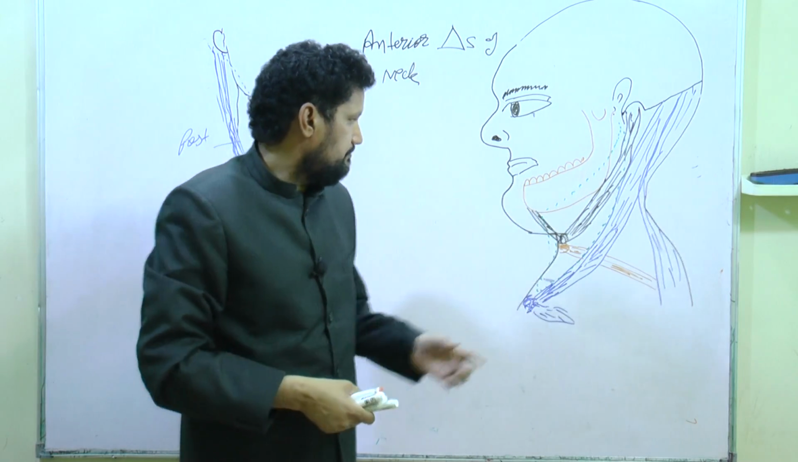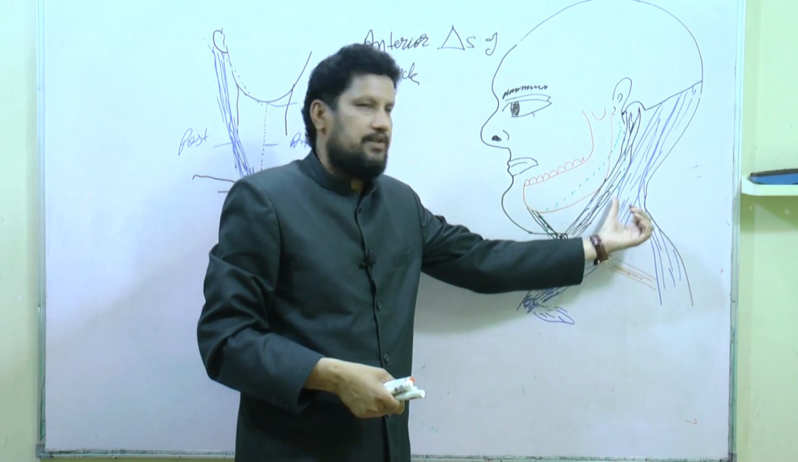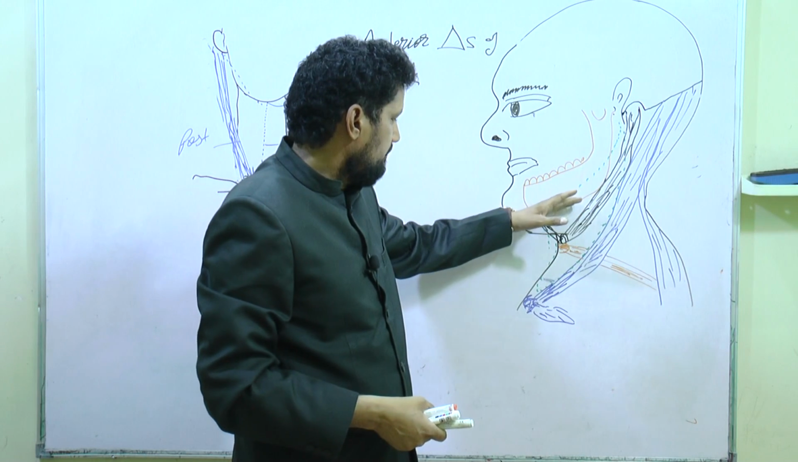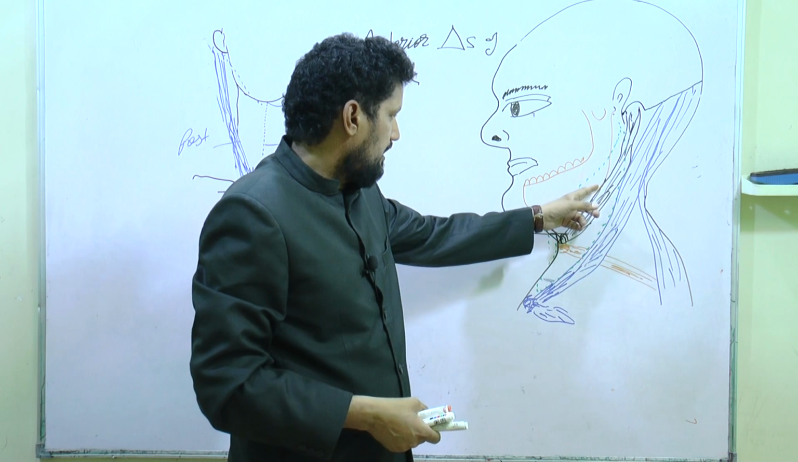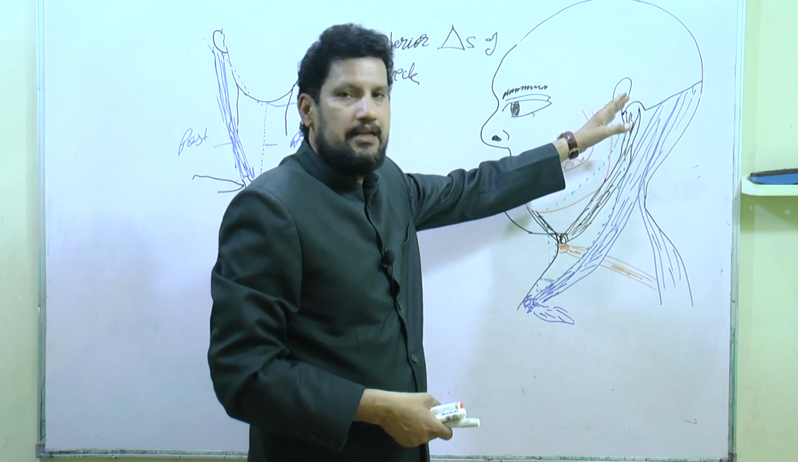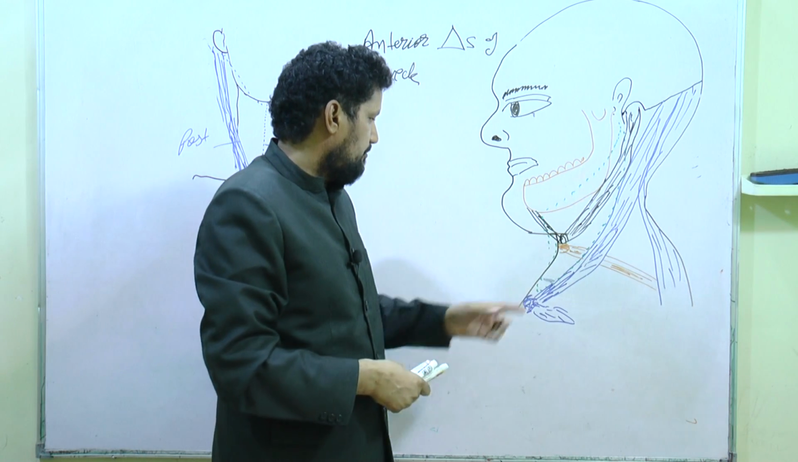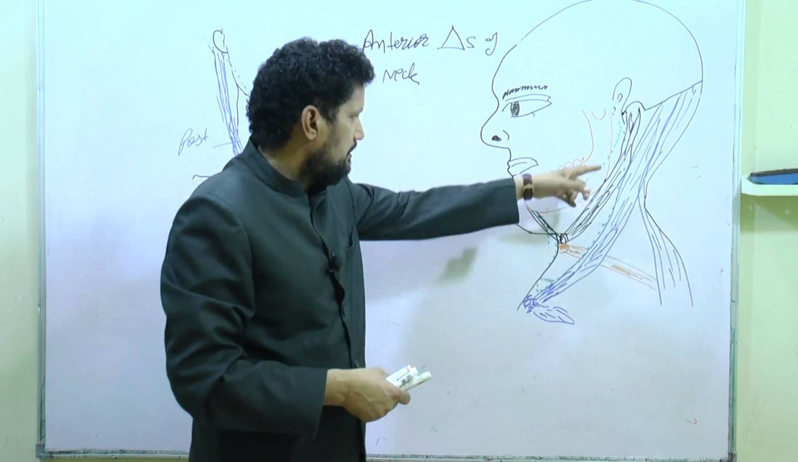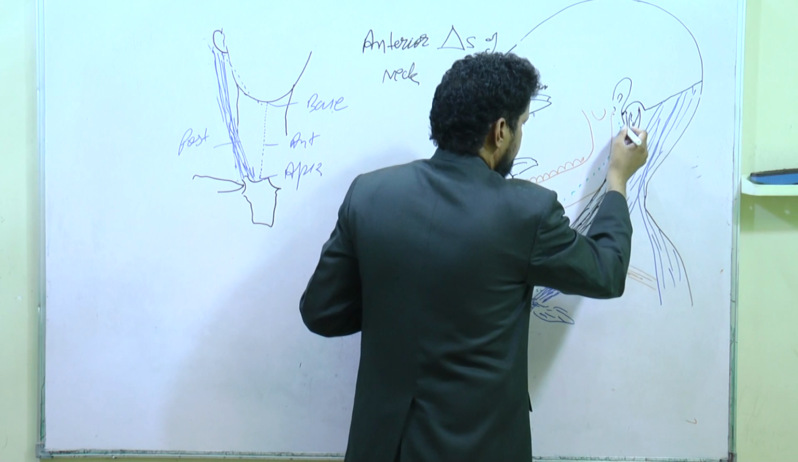In this diagram, the posterior border is formed by the anterior border of the sternocleidomastoid muscle. The base is formed by the base of the mandible and an imaginary line running from the angle of the mandible up to the mastoid process, and the mastoid process itself. The anterior boundary is formed by the anterior median plane of the neck. So this is the anterior triangle. Here I will draw.